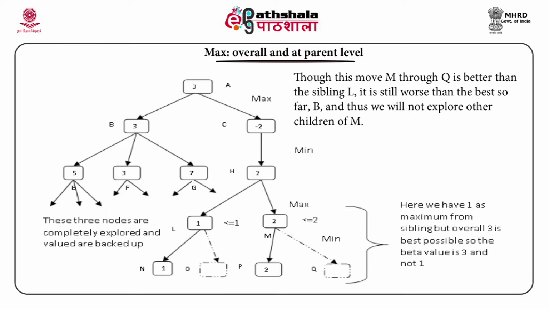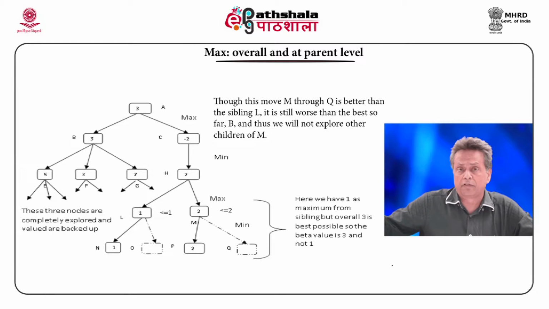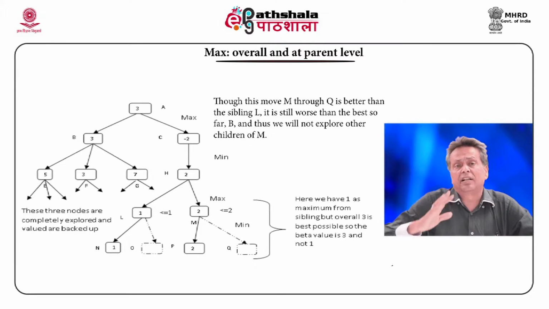In this case, when I am exploring L and M, L will give me 1. Okay, so that is the local beta value. I get 1. If I get less than 1 only, then there is a point in exploring the children of M, otherwise not. But I get 2, so there is no point exploring it. If it is minus 1, there is no point, because eventually we are going to play and we already have a guarantee from B that we get 3. So if anything less than that is guaranteed by C, we will not play C.